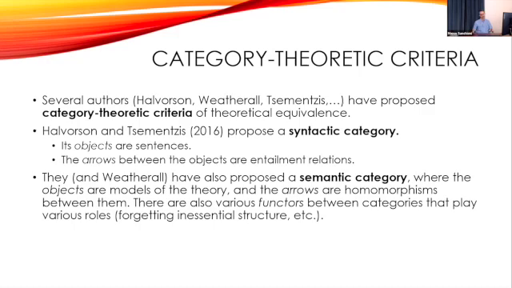And then there are various functors between the categories that play various roles, such as forgetting inessential structure. Also Weatherall has this notion that when you have two models of a theory that are in some sense equivalent, they normally differ in some structure that is not common to them. This is what we call the additional structure. Weatherall formalized that in terms of a particular functor, and then illustrates that in an example.